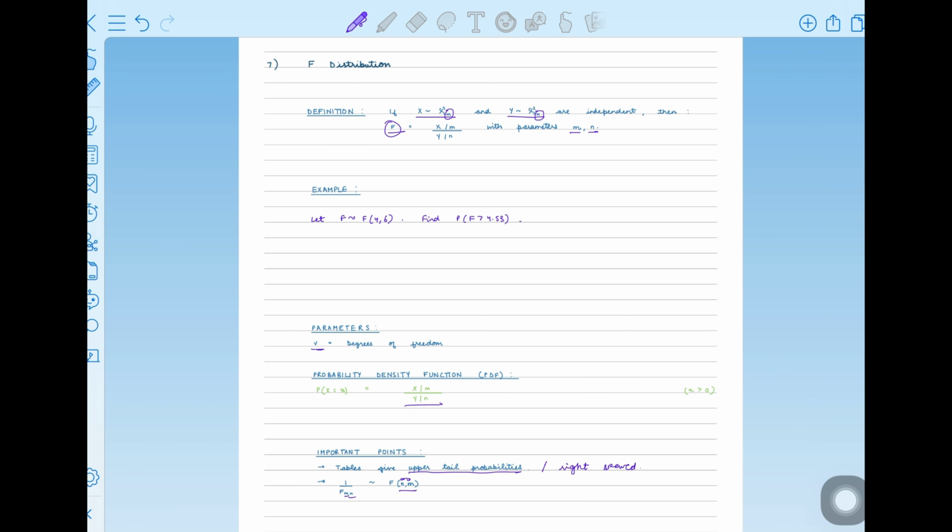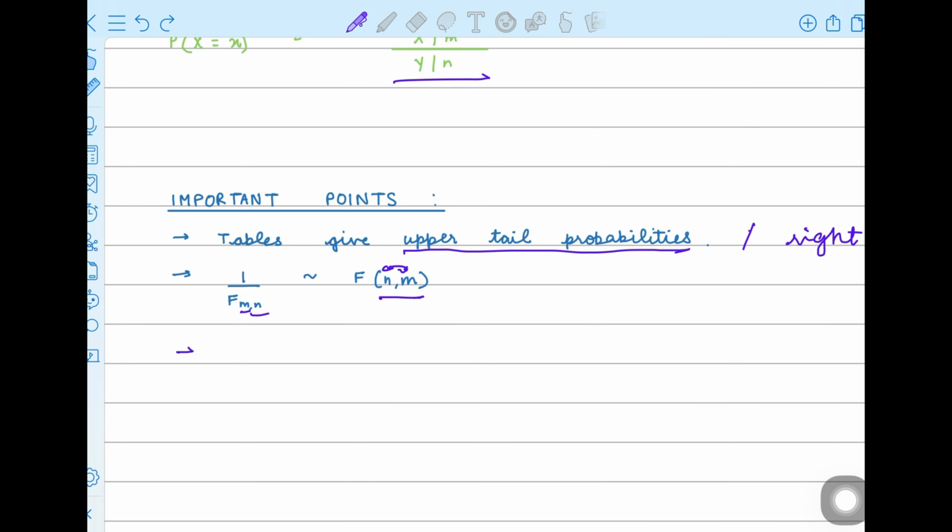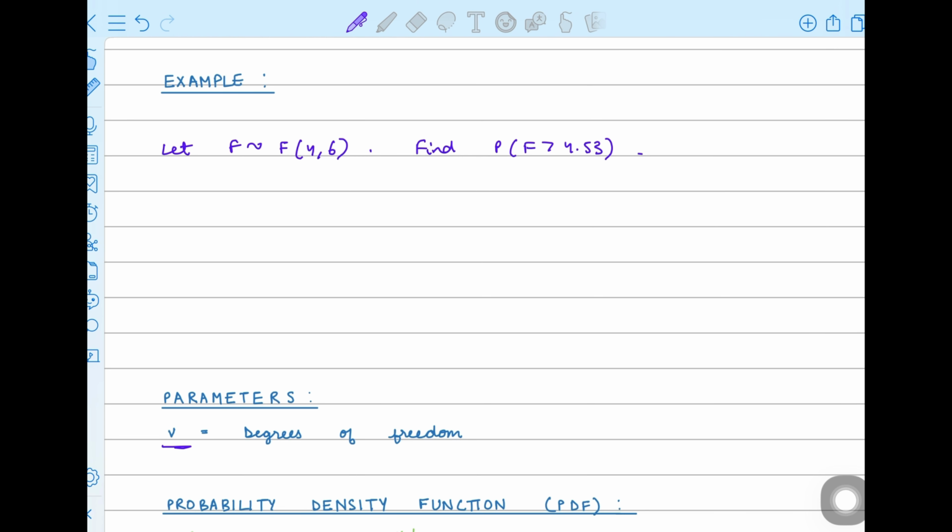The main objective for this is to compare two variances. Before this, let's understand how to use the f tables. F tables are arranged by significance levels like 10%, 5%, 1%, etc. Each table gives a critical value f such that probability that f is greater than f is equal to the significance level.